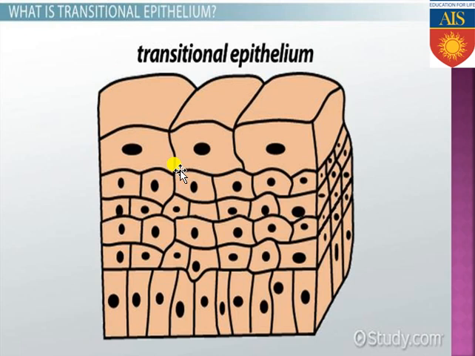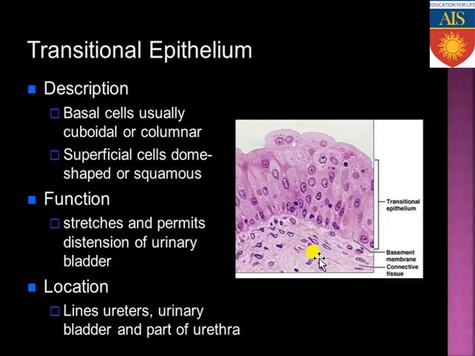Why transitional epithelium? Because this type of epithelial tissue is made up of cuboidal shaped cells as well as columnar shaped cells. When cuboidal and columnar cells are both present in one tissue, it is commonly known as transitional epithelium. The basal cells will be cuboidal or columnar, and the superficial cells are dome shaped or squamous. That means cuboidal, columnar and squamous, all three kinds of cells are present within this tissue. That's why the name transitional is given. Transitional means an intermediate type of epithelium, composed of cells of all kinds of shapes.